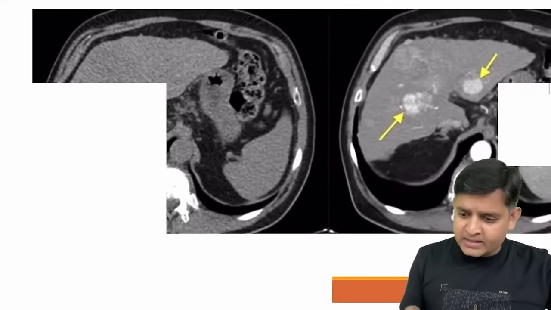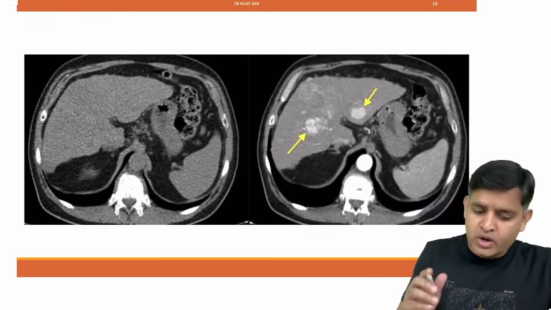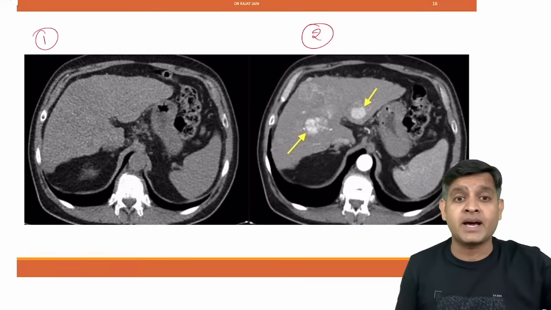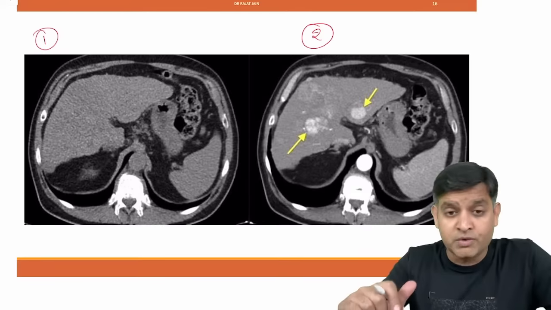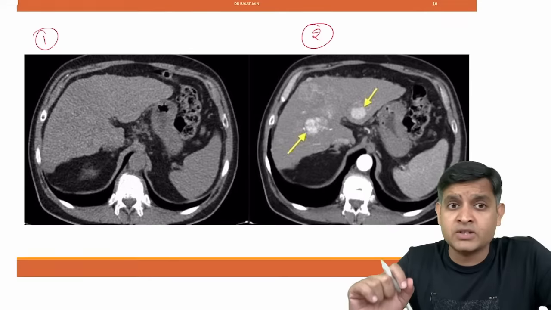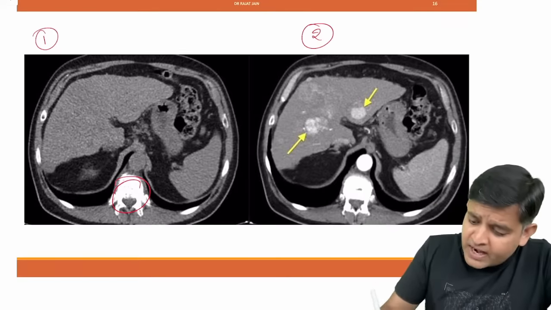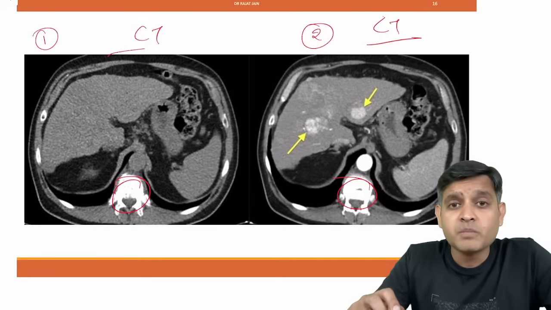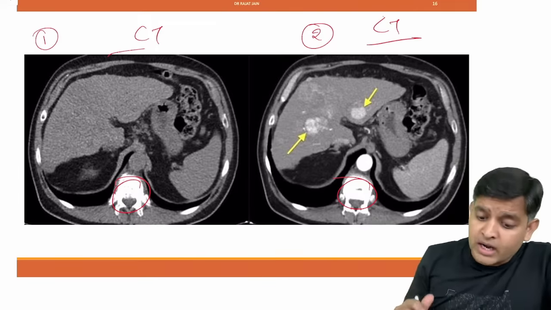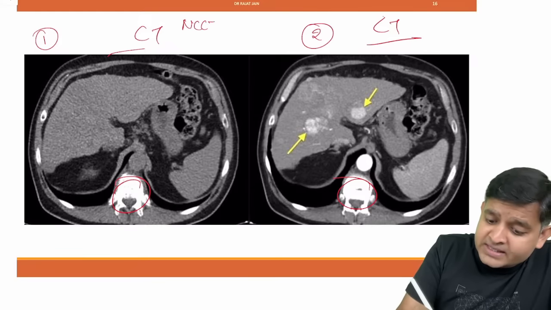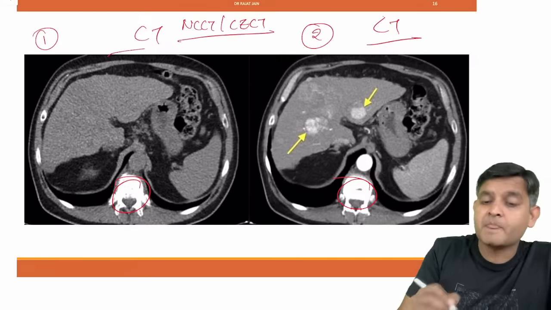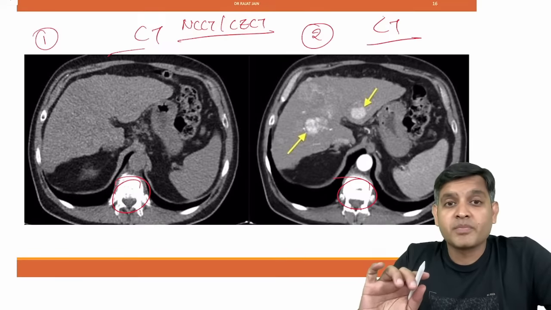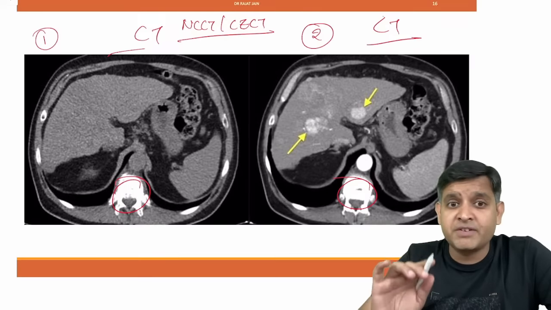Now I have another very, very important question for you. Image number one, image number two. Tell me which one is CT, which one is MRI. What is your answer? Your answer is, sir, bone is white in both, so why are you saying MRI? Both are CT. I say very good. Now tell me which one is NCCT, which one is CECT.